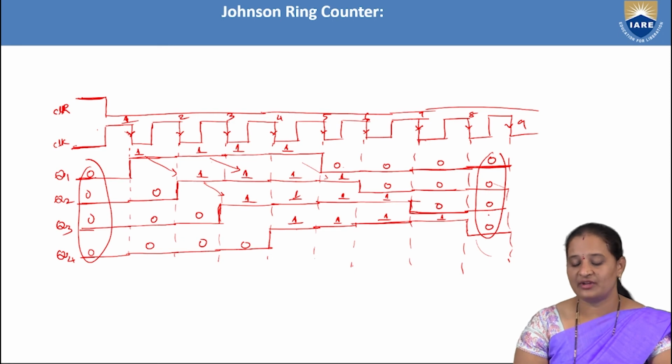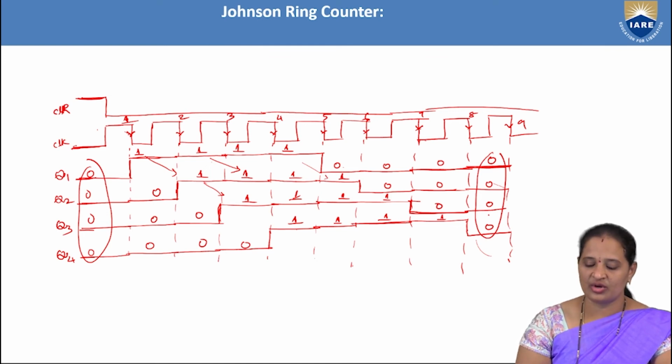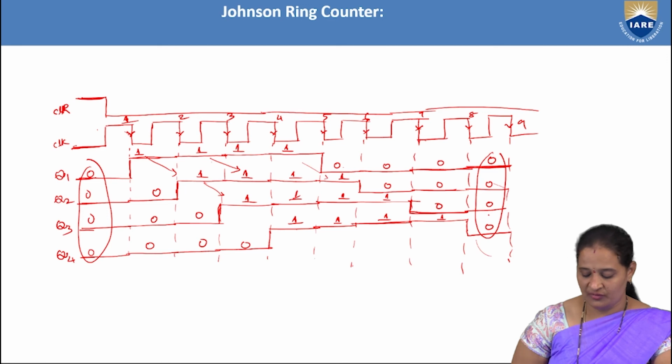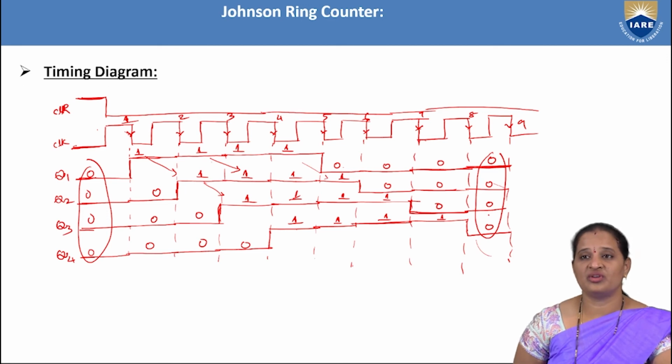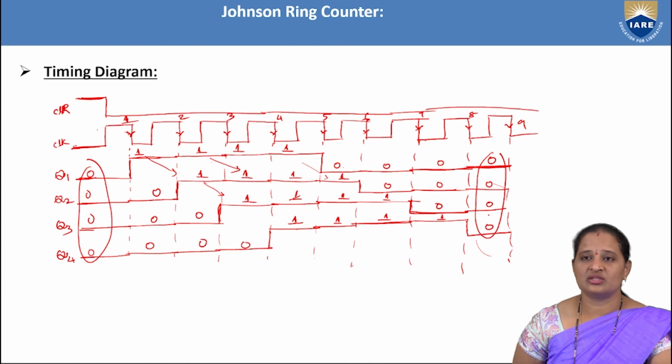That means after 8 pulses, the ring counter is going back to its original state, that is all 0 state. So that means it is counting only 8 pulses. In other words, the Johnson ring counter can undergo 8 states, where we have used 4 flip-flops, and hence the Johnson ring counter can undergo 2 into 4, that is 8 states. So this is about Johnson ring counter.